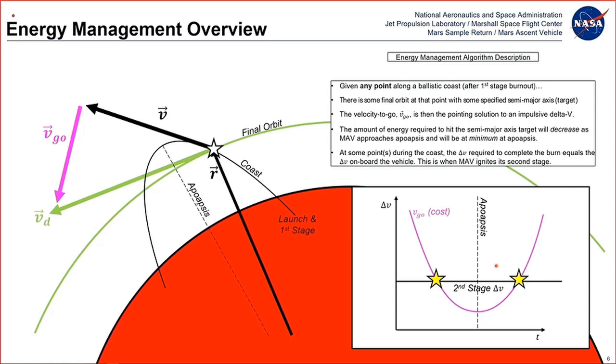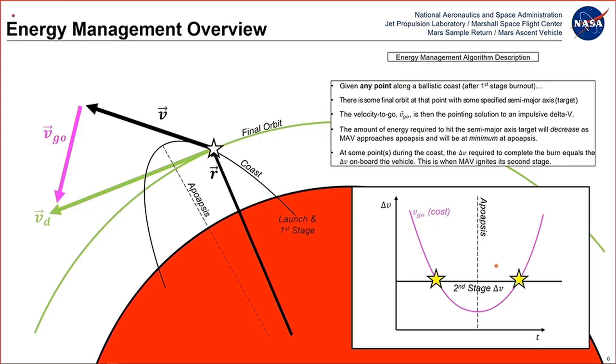So that is an overview of what energy management does. It's matching up of energies, which allows us to essentially say, whatever we've got on board, that's exactly the right amount of energy we need to get into our constant semi-major axis target orbit.